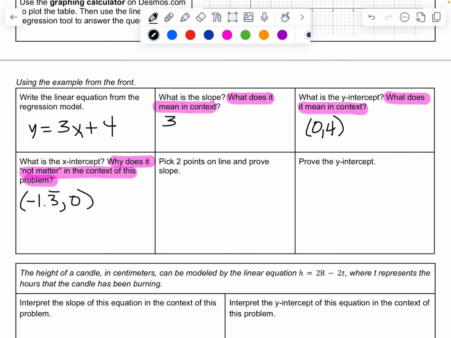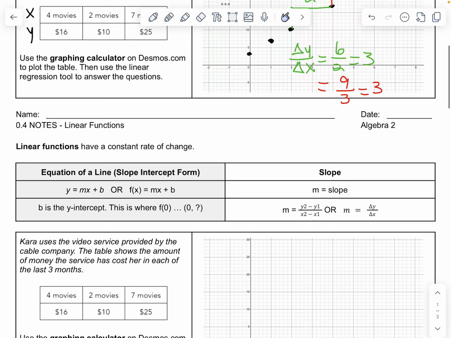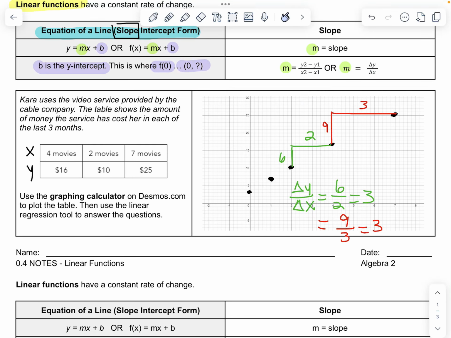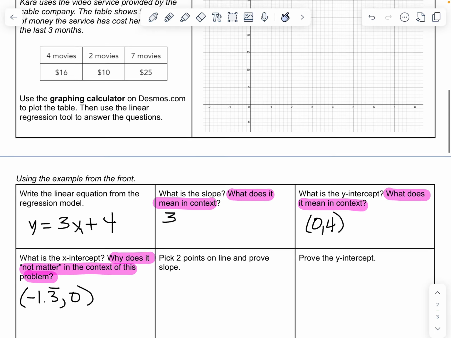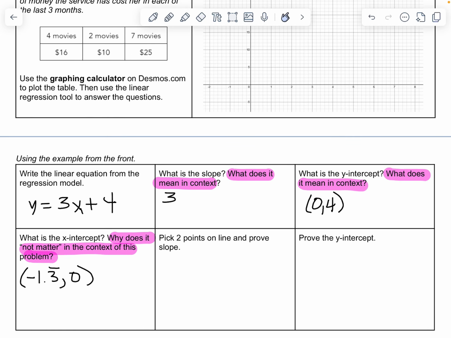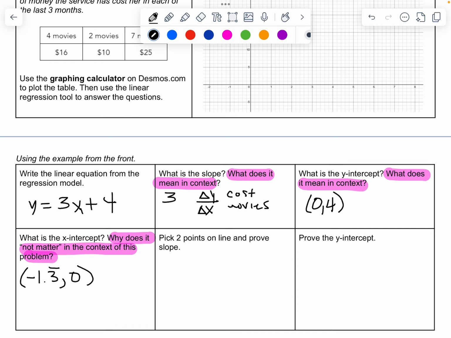So let's go ahead and go back and just talk about what those locations mean in terms of the context of the problem. Well, remember, we were talking about movies and dollar amounts. And it said that if we had a certain amount of movies, it would cost us a certain amount of dollars. All right. So in this situation, what does the slope mean? Well, if I'm talking about change in y over change in x, and I know this was cost, and this was a movie amount, what this 3 means is that it's $3 for every movie.